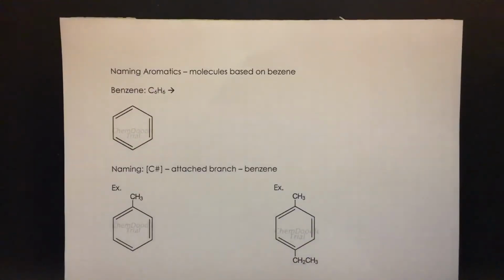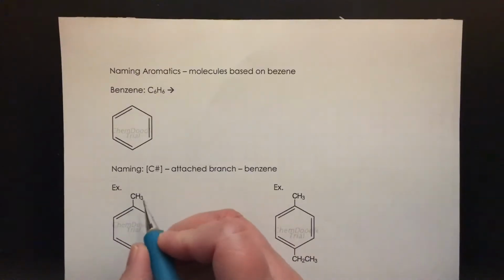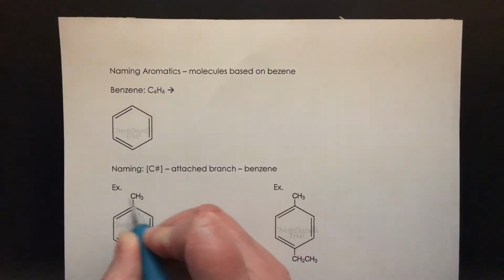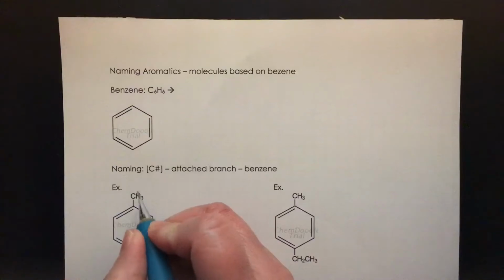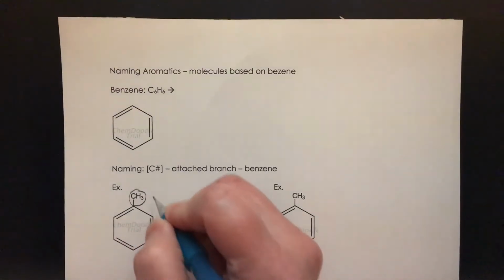So in this next part, we're going to be taking a look at how we go about naming attachment groups that are on the benzene ring. If we go back to our basic rules, they also apply here with the naming of the different groups that come off of the main benzene ring. In this very first example, there is this attachment group coming off of the benzene ring, and in this case this is your methyl group.